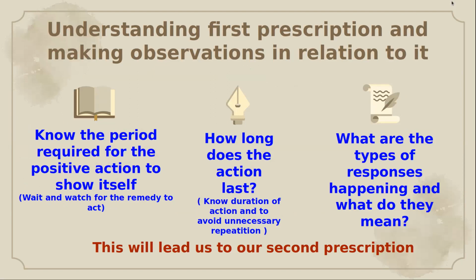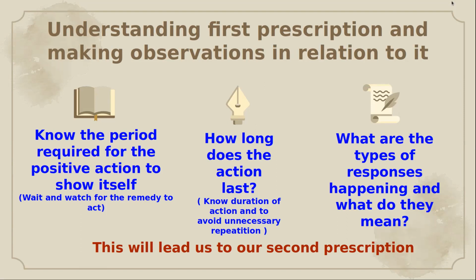Understanding the first prescription and making observations in relation to it. When we prescribe a remedy, we should know that we have to make some observations in the follow-up. We should know the period required for the positive action to show itself. We give the remedy, and we should not expect it to act the second or next day. Like when we give the remedy in 1M potency, it will take some time to act. We should wait some time for the medicine to act. How long does the action last? Okay, the medicine has acted. We should know the duration of the action, and if we know the duration of the action, we will avoid unnecessary repetitions.